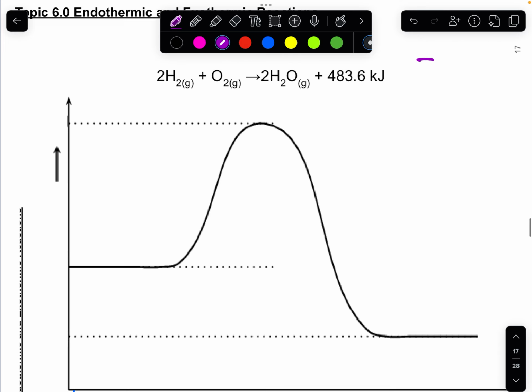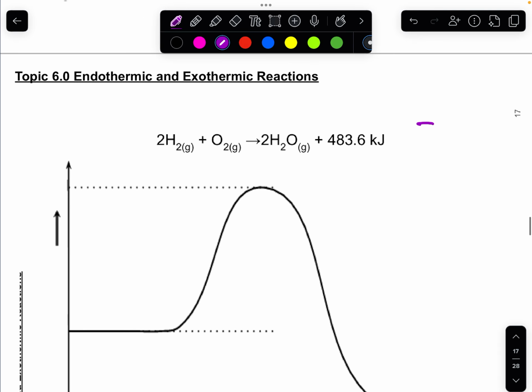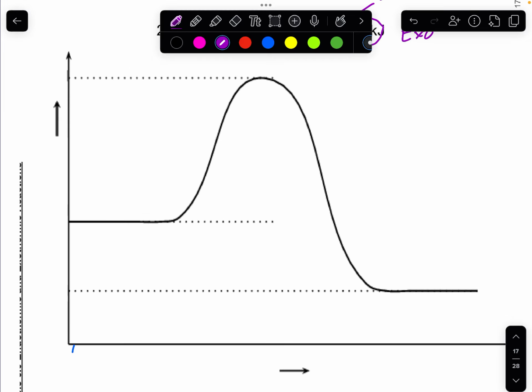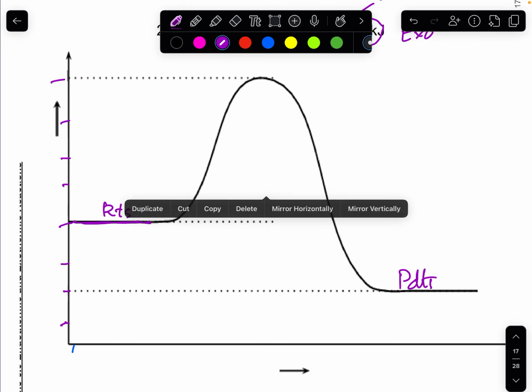Next, you can do the same thing for an exothermic reaction. This is exothermic because you are seeing energy is produced, energy as a product on the right hand side. So that will be an example for an exothermic reaction. Again, this is the reactant and this will be the product. Here you can see products have lower energy. If you put the scale 10, 20, 40, maybe 50, 60, 70, 80, 90.